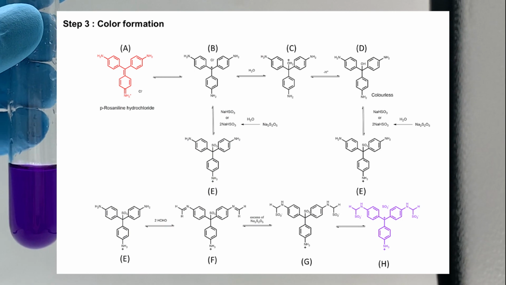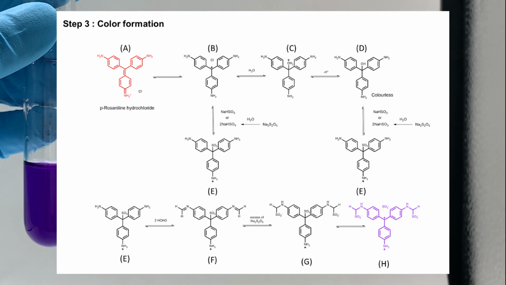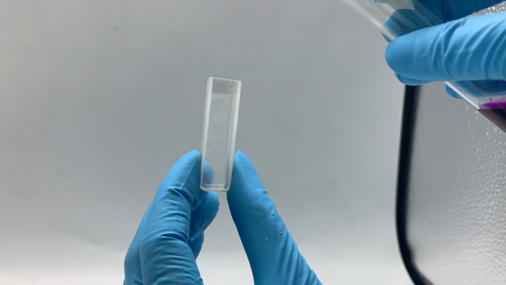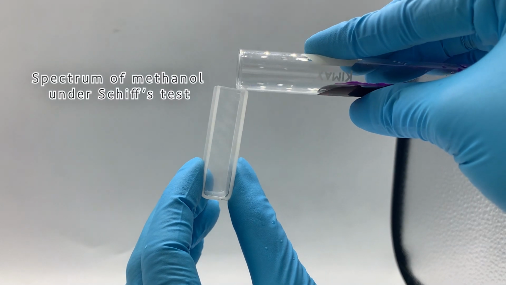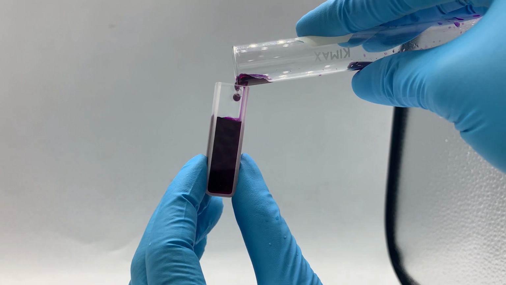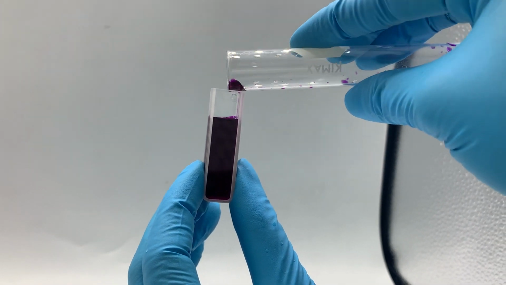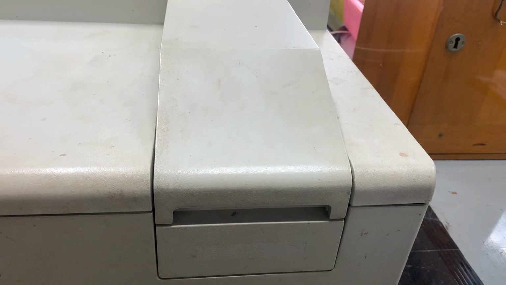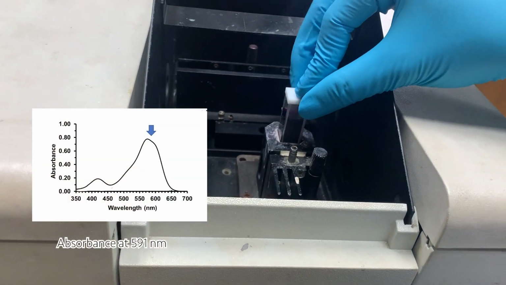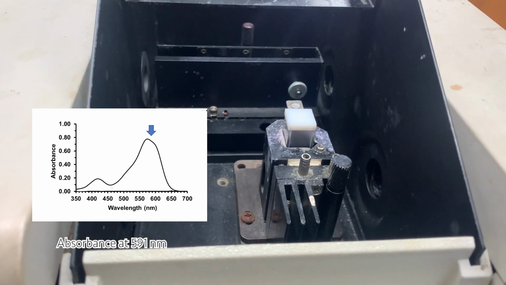This is the mechanism of color formation. Only adulterated methanol can turn bluish purple. In case of appearing color, the exact concentration of methanol can be evaluated by using a regulation chart. The solution will be transferred into a quartz cuvette before measuring with a spectrophotometer at 591 nanometers.